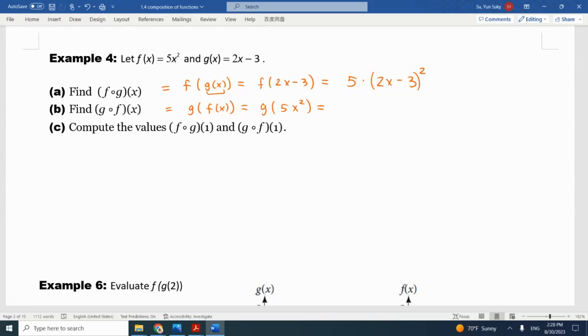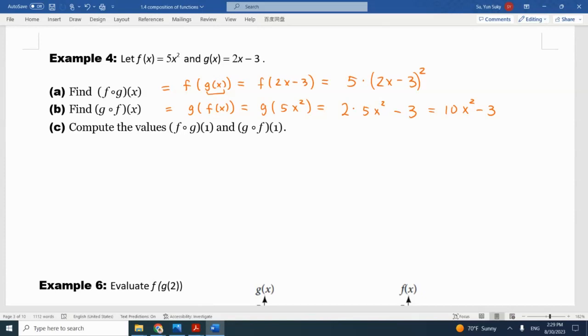And now you look at the G. Every time you see X, replace X by 5x squared. Right, everybody? So we have 2 times x, replace x by 5x squared, and then minus 3. Do I need a parentheses here? We can put it, but it's not necessary in this case. So 2 times 5 is 10, X squared minus 3. So far, so good?